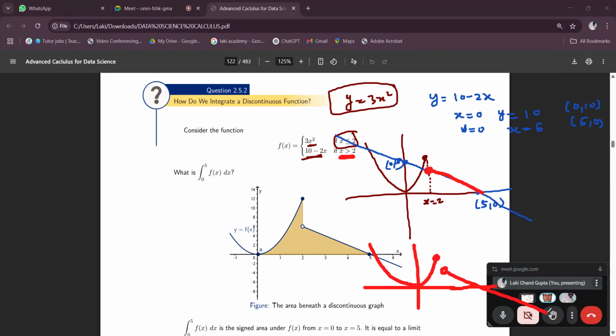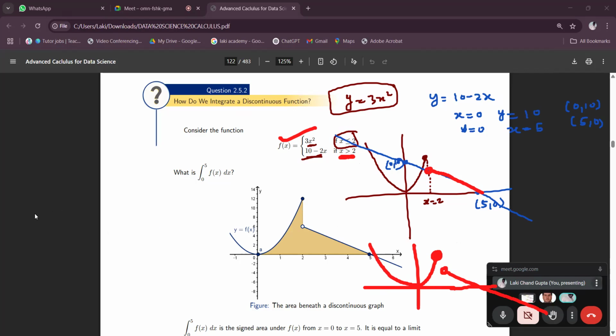When you combine these two figures, you will get something that looks like this. At point 2, we take the closed circle, because there is an equal sign. This is closed. And this is open, because this is not equal to.